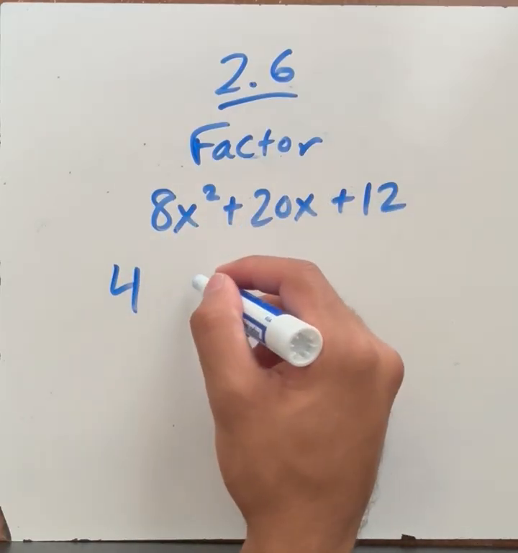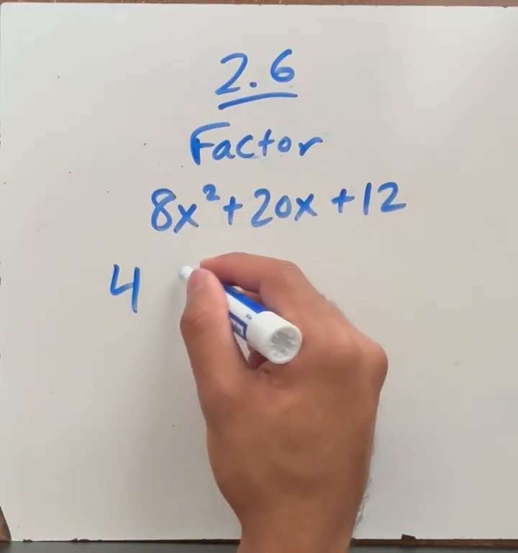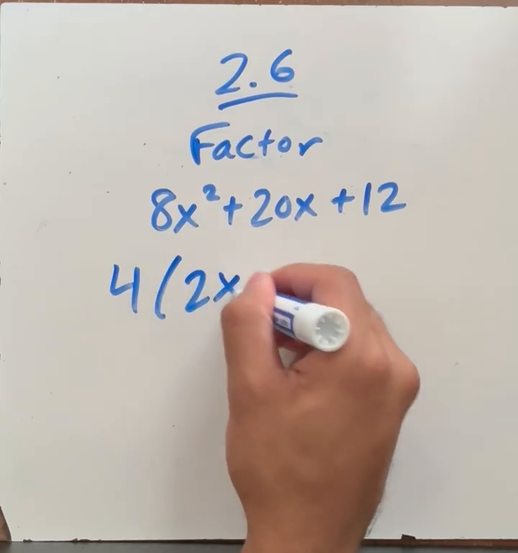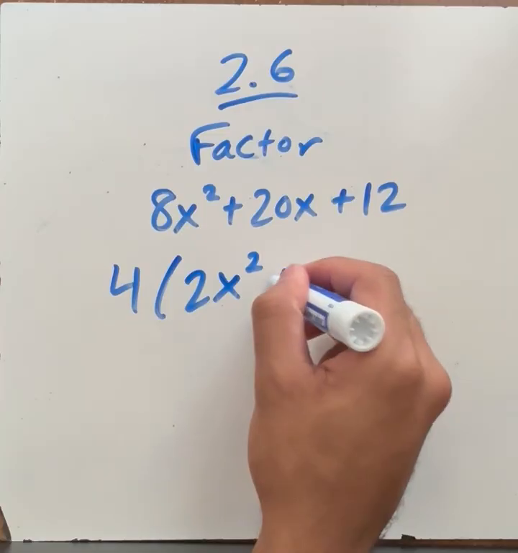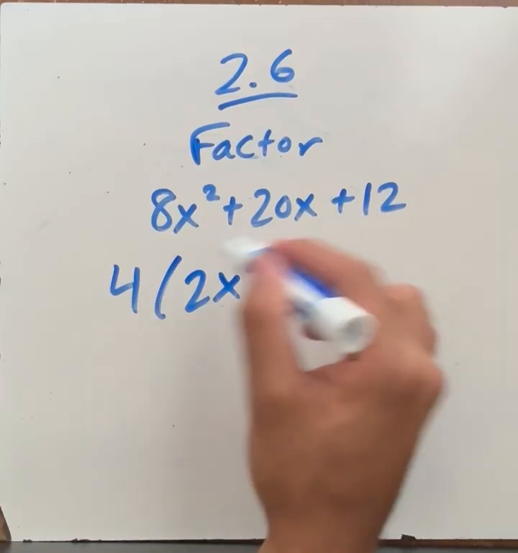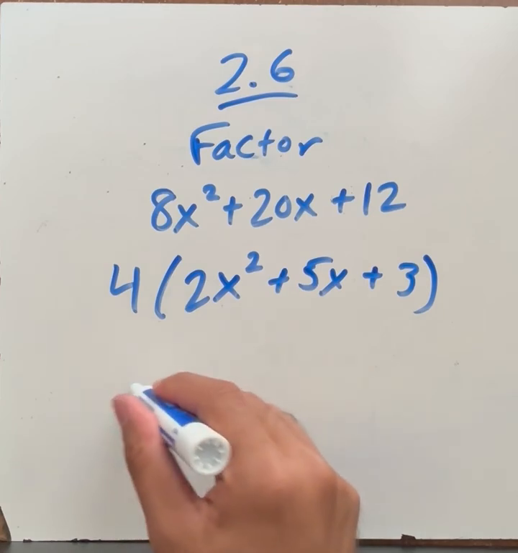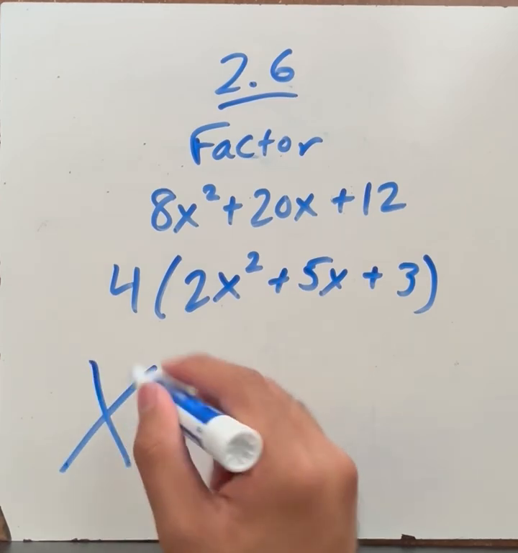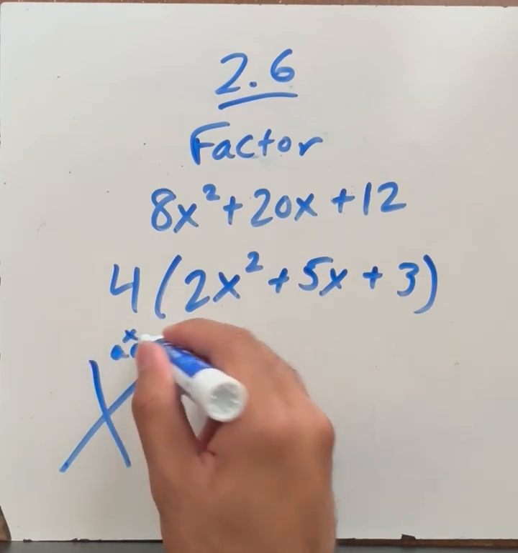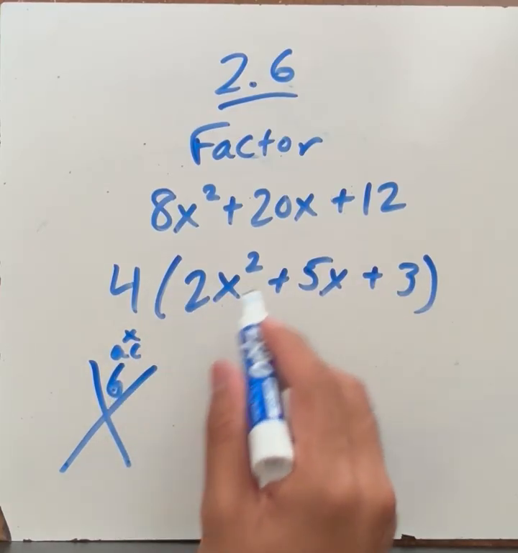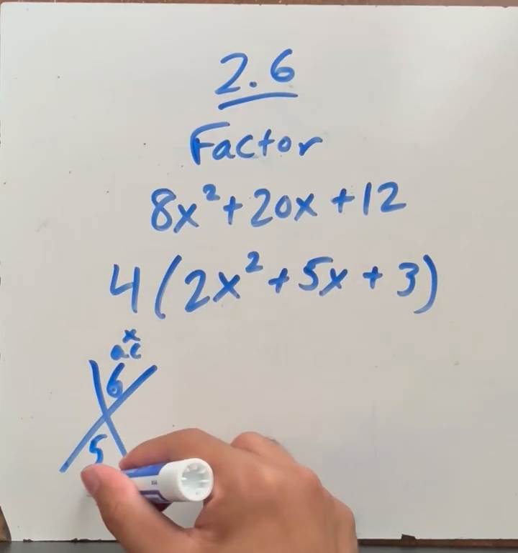So 8 divided by 4, and make sure that we are dividing when we create our new parentheses. 8 divided by 4 is 2, so 2x squared. 20 divided by 4 is 5, so 5x. 12 divided by 4 is 3, so plus 3. Okay, so now we can go ahead and create our big X, where AC is two numbers that multiply to make 2 times 3, which is 6, and add to make 5, okay, which is B.